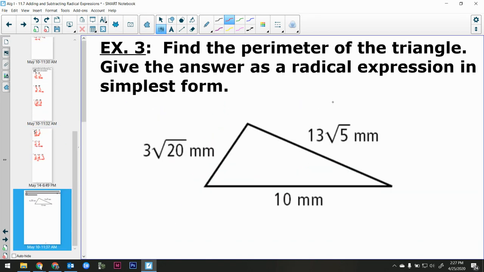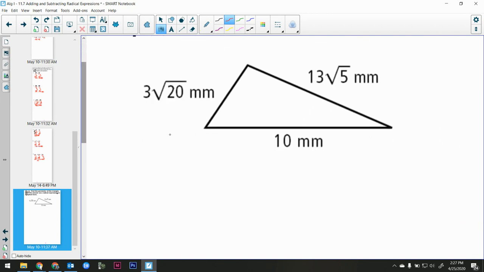And this is the last problem. Okay. So find the perimeter of the triangle. Give the answer as a radical expression in simplest form. So remember that perimeter is just side plus side plus side. So in this case, I've just got to add to find the perimeter. It's just 3 radical 20 plus 13 radical 5 plus 10.